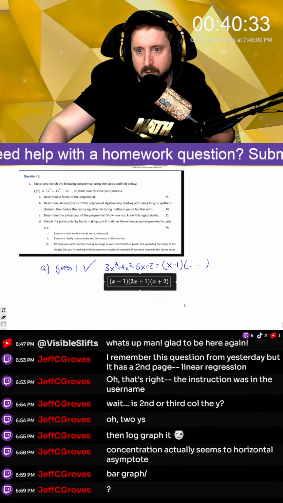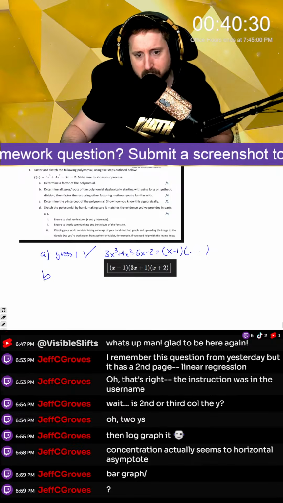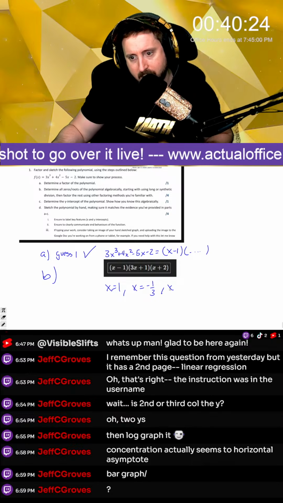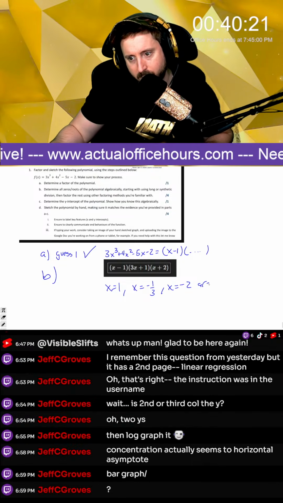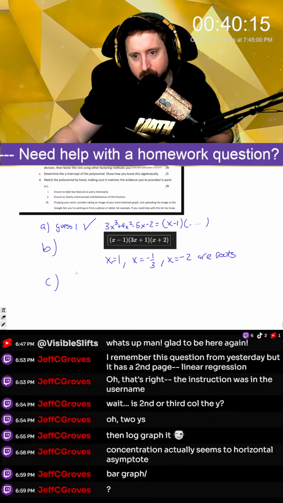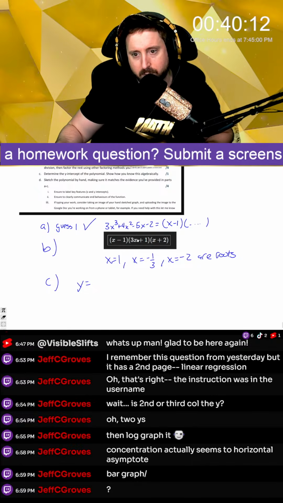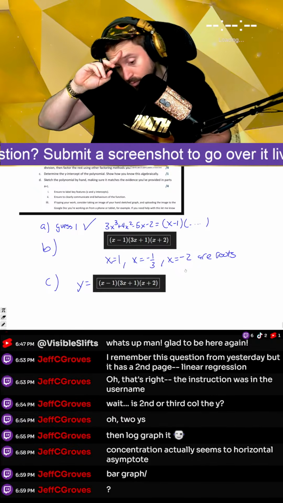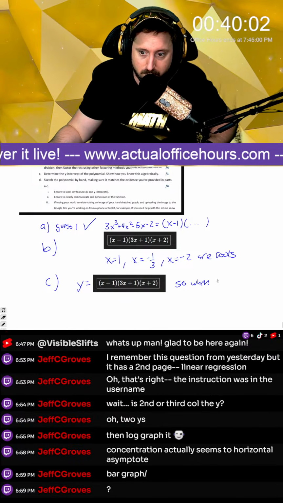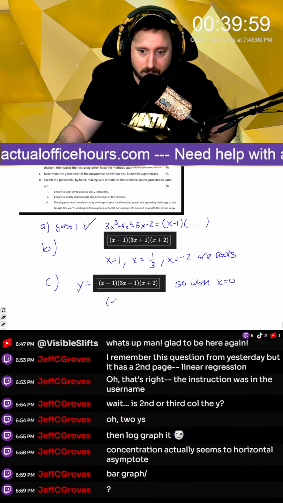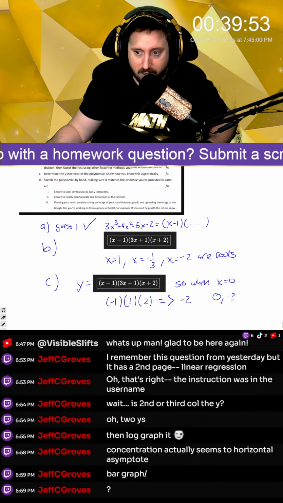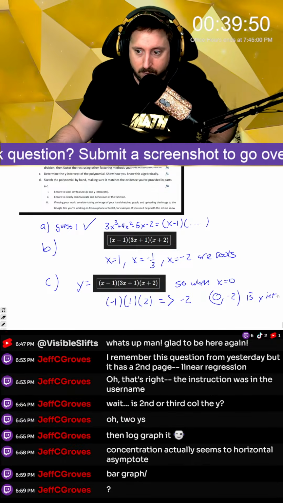Okay, so once you got it factored, that's part B. So x equals 1, x equals negative 1/3, and x equals negative 2 are roots, or zeros. Determine the y-intercept. This is a great one. So you already know that y is equal to all this. The y-intercept is when x is equal to 0. So if you plug 0 in, you get negative 1, 1, and 2. So that gets you negative 2. So 0, negative 2 is your y-intercept.